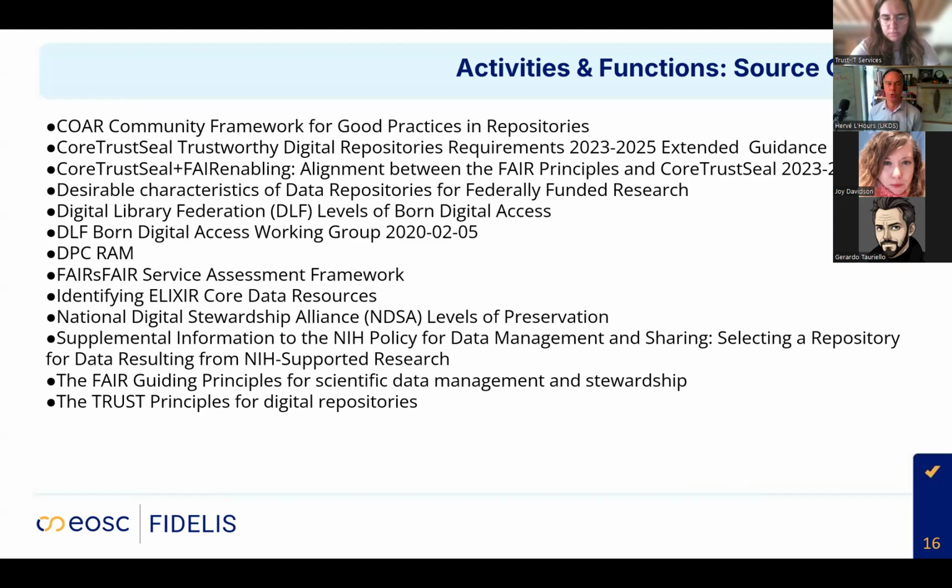Coalition of Open Access Repositories, various pieces of work around the Core Trust Seal, federally funded research repositories in the States, work from the Digital Library Federation, DPC RAM, FAIR's FAIR, the Elixir Core Data Resources, the NDSA Levels of Preservation, NIH, the FAIR Principles, the Trust Principles. They've all been used to look at some of these, and we've already done some work in the background to then map some of this out into things like the repository criteria put into re3data or FAIRsharing. So there are multiple sources to reach this point.